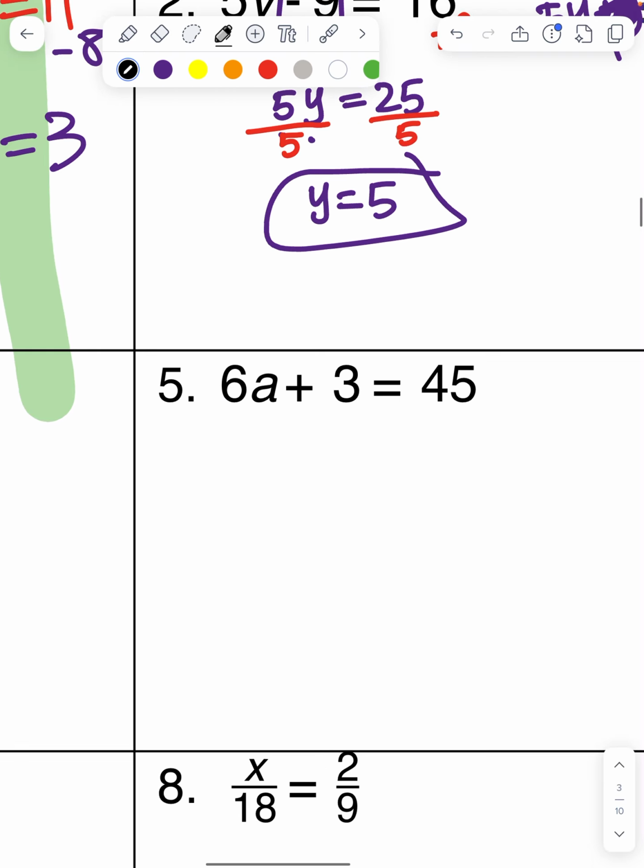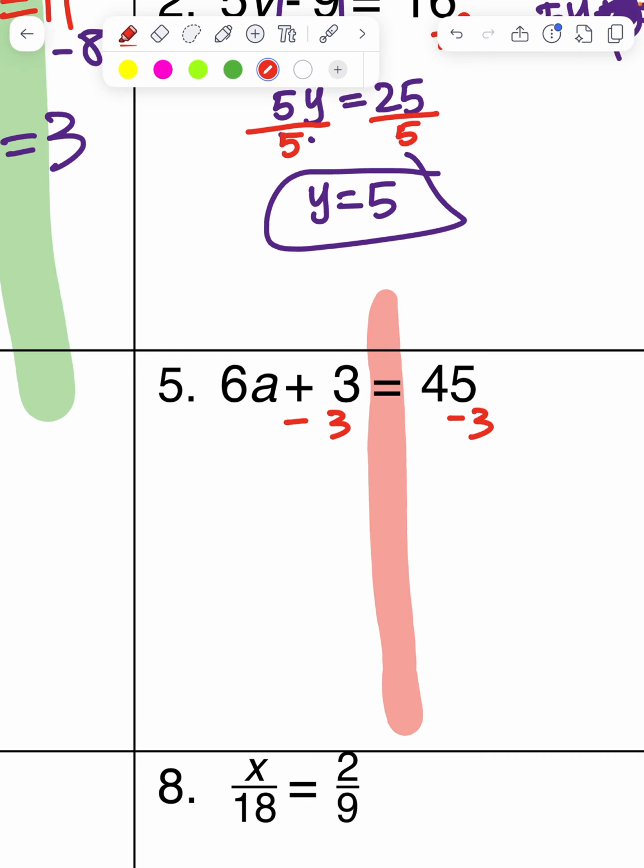Number 5, 6a plus 3. So I'm going to use a different method this time. So minus 3 on both sides of the equation. Positive 3 minus 3, that's 0. So we only have 6a left. 45 minus 3, that's 42. And I need to divide both sides by 6. 6a, I'm going to divide by 6. 6 divided by 6, that's 1, right? 1a.